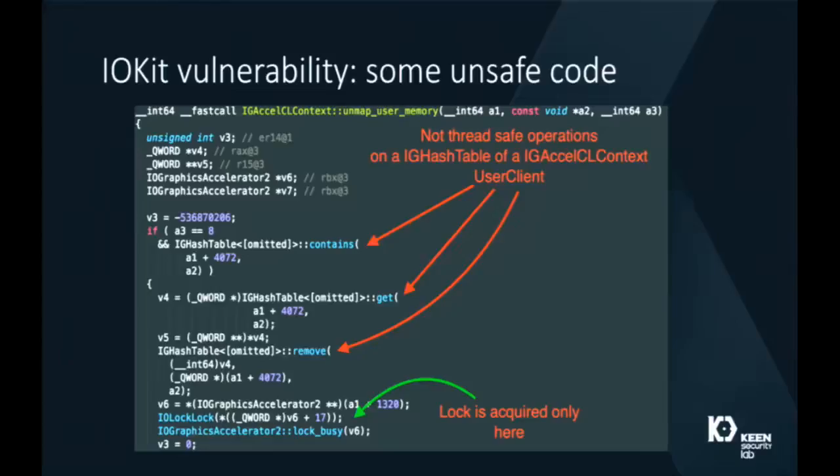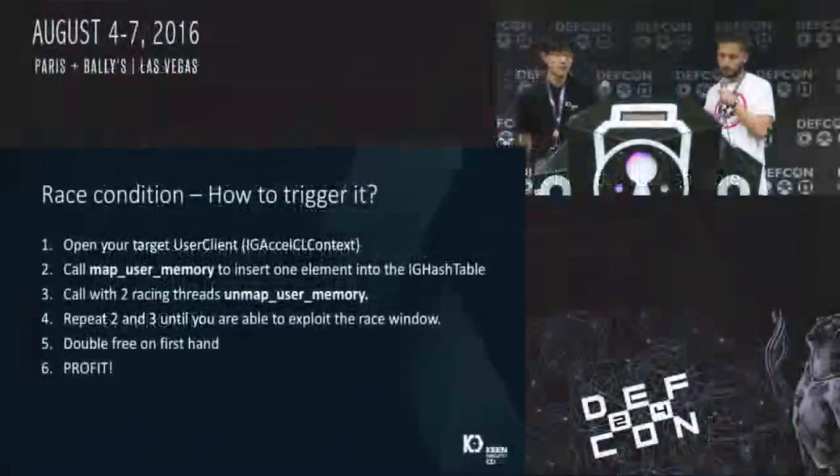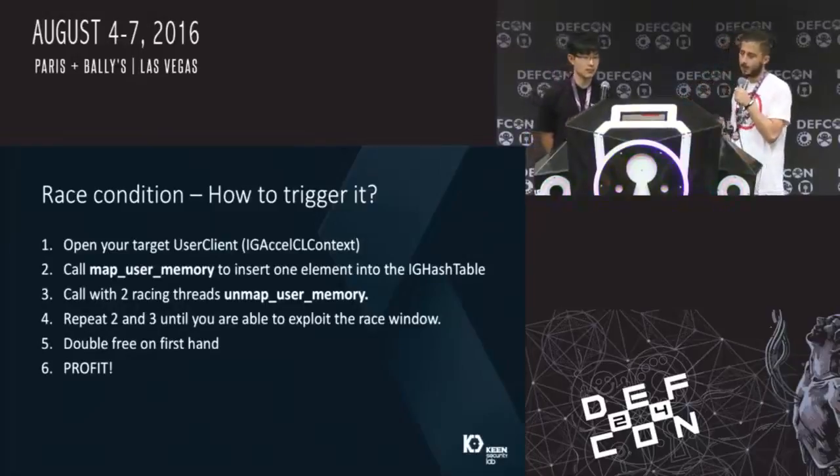So what happens if two threads are racing inside this function? Of course, a race condition is triggered. So how to trigger it? Well, it's actually very simple to just trigger this bug, not so simple to exploit it, like we will see.